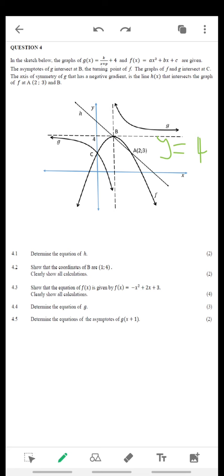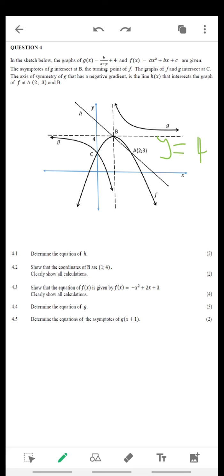The axis of symmetry of g, which is that line that has a negative gradient, is the line h. That intersects the graph of f at A. So that line is cutting the graph of f at A, which is (2;3), and also at B.